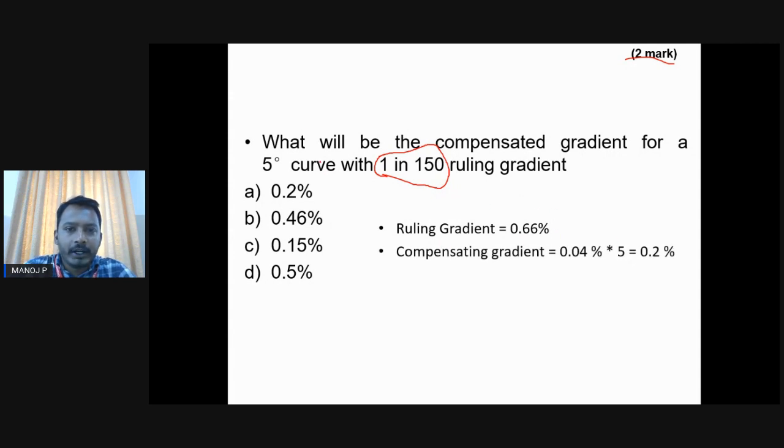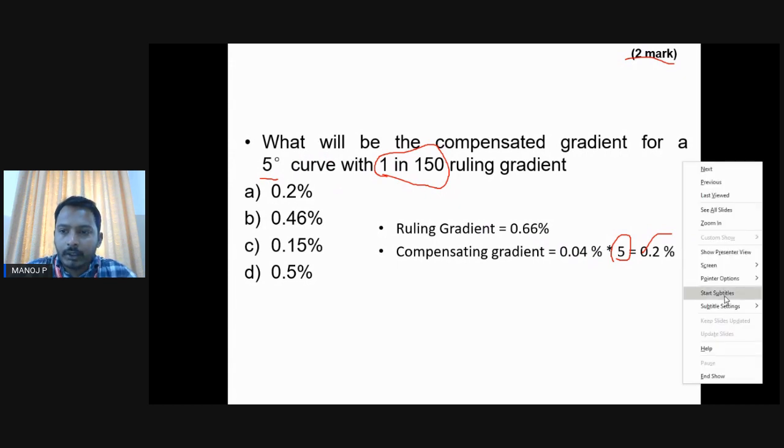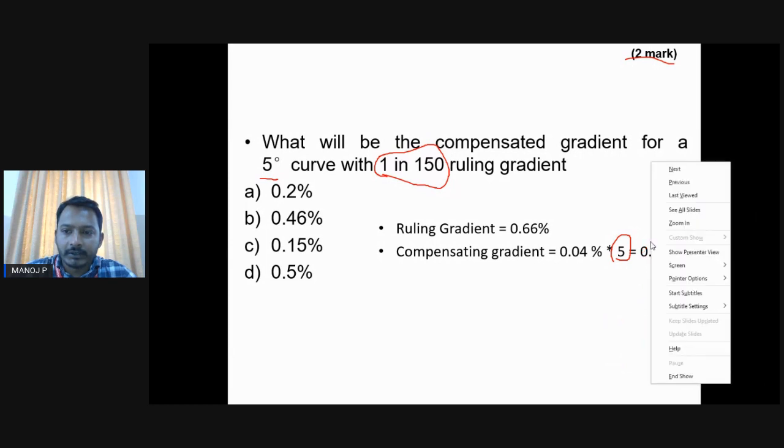1 in 150 is nothing but 0.66. Compensation to be provided for a ruling gradient is nothing but 0.04 percentage multiplied by degree of curve. Here, what is the degree of curve? Degree of curve is 5 degree. 0.04 percentage of this 5 degree, you will get 0.2 percentage.